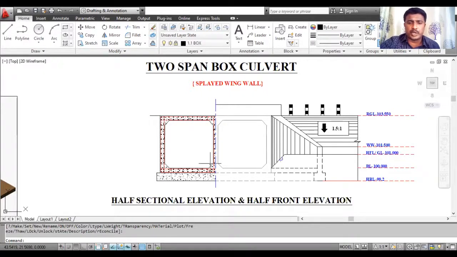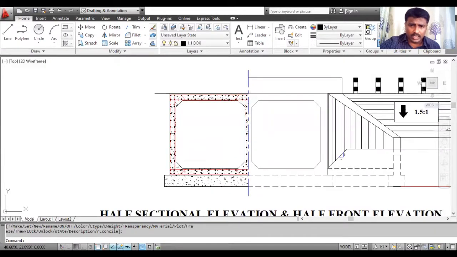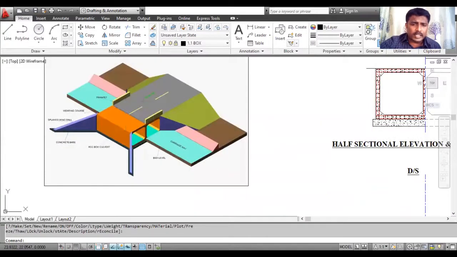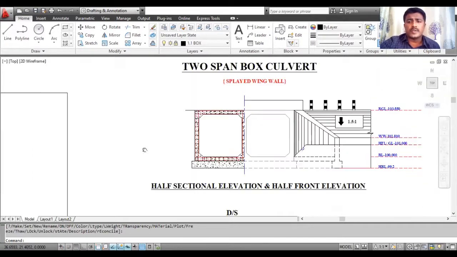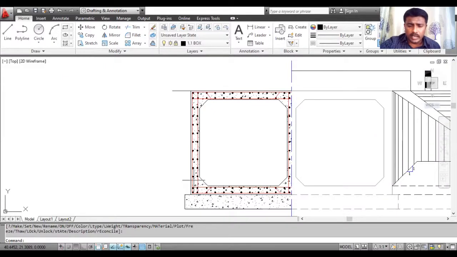Use the same concept, you have to draw the box like this, and also you have to show the reinforcement details like this, and also you have to show the concrete. At the center of the sections when you cut, since these are cut sections, you show the hatching. So hatching means like this.